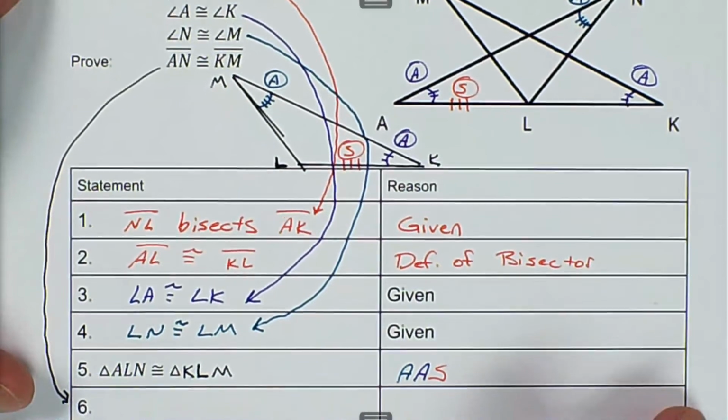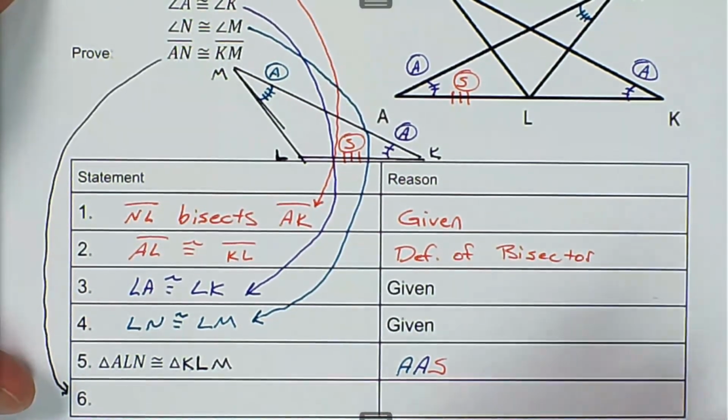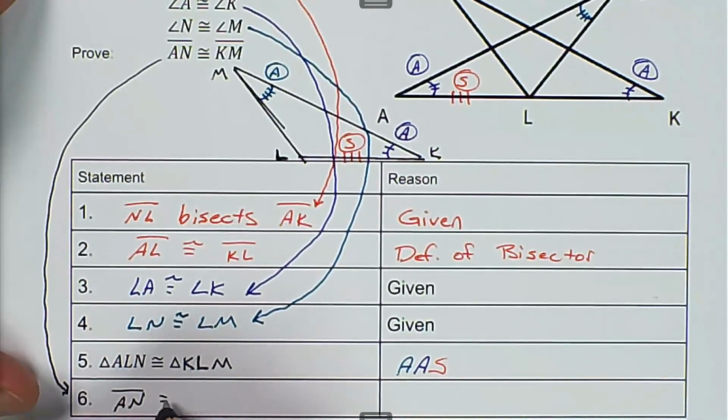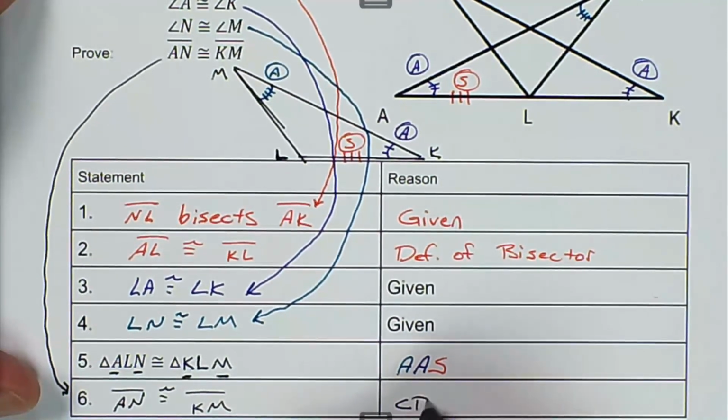All right? And then the last part, we have to prove the parts of the triangle. So line segment AN is congruent to line segment KM. So AN is first and last, and KM is first and last. So that's corresponding parts of congruent triangles are congruent.